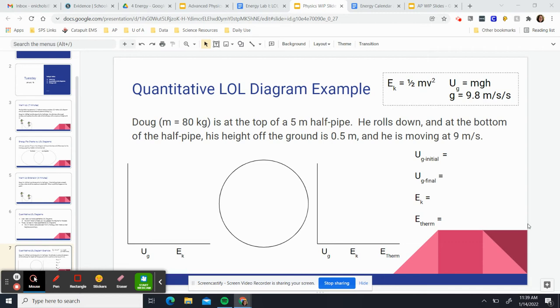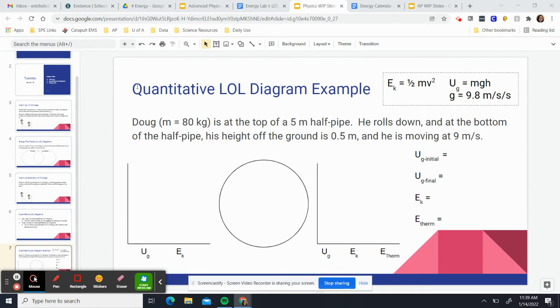So Doug has a mass of 80 kilograms, and he's at the top of a 5-meter half pipe. We've seen problems like this before with Doug. He rolls down, and at the bottom of the half pipe, his height off of the ground is 0.5 meters, and he is moving at 9 meters per second.